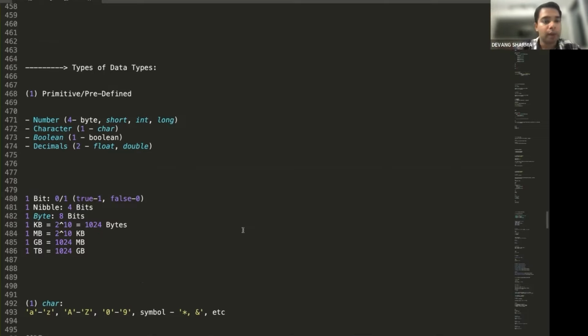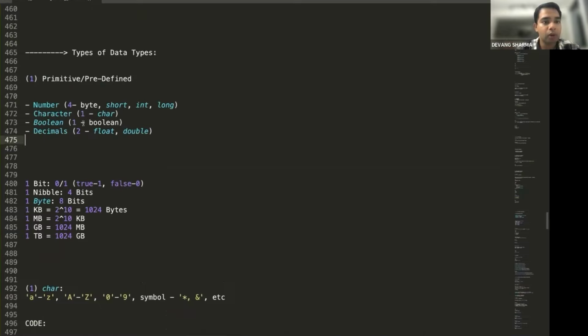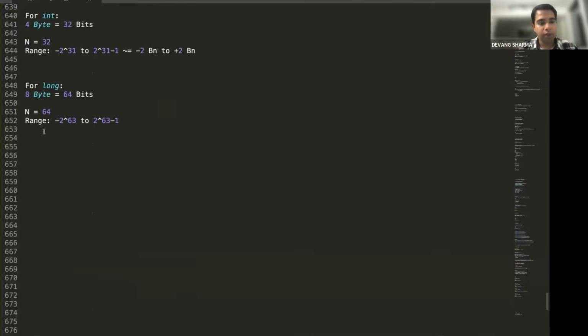Anyways, coming back, we have talked in detail about the types of data types. I've explained the number, character, Boolean, and decimal. In detail, we have talked about byte, short, integer, long, character, Boolean, float, and double. Everybody crystal clear with this? Give me a clear in the chat. All cool? Okay. Now we are going to start with something important, which is the use case.